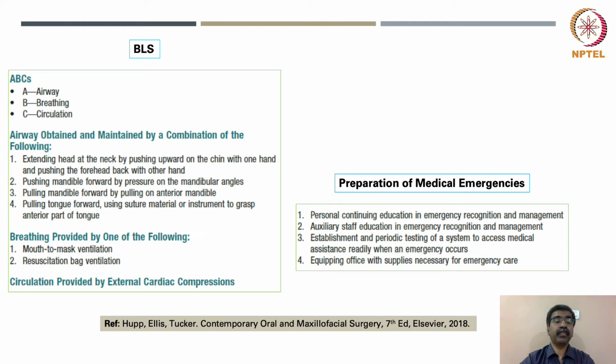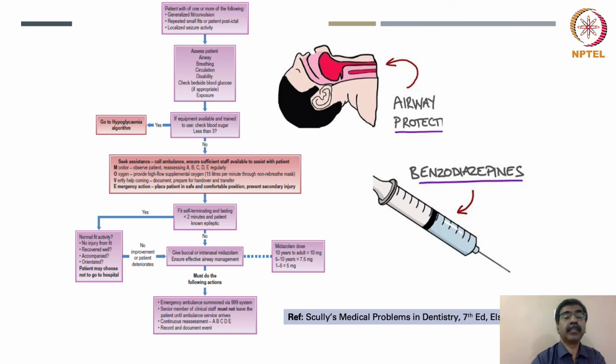As I mentioned before, I am not going into the basic life support, which will be discussed in the last week, the 8th week lecture by Dr. Kannan Balram. This is the flow chart which you should know for a patient with generalized convulsion or repeated small fits, or a patient with post-ictal state and localized seizure activity.